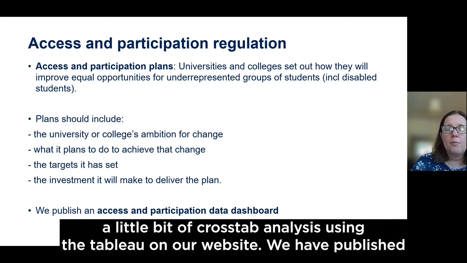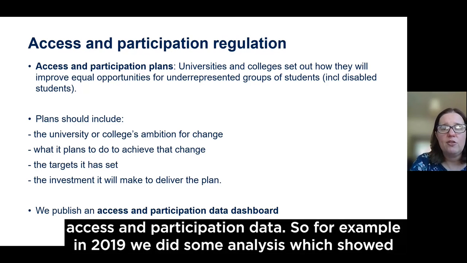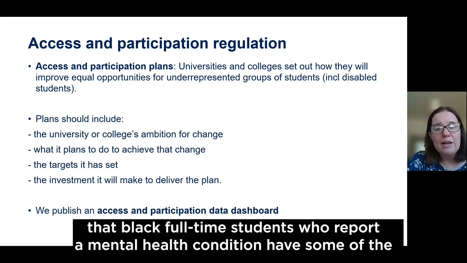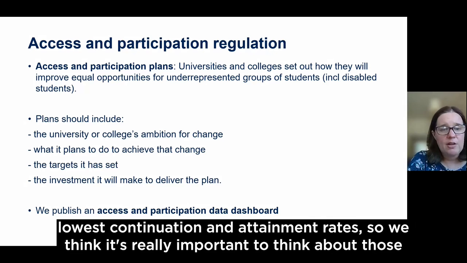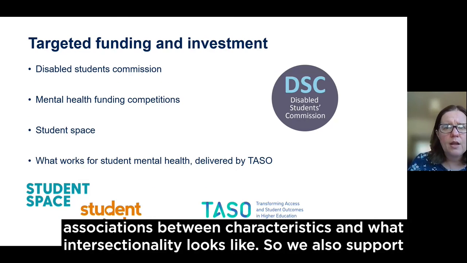And you can do a little bit of cross-tab analysis using the Tableau on our website. We have published analysis that looks at how intersectionality affects outcomes for students, taken from our access and participation data. So for example, in 2019, we did some analysis which showed that Black full-time students who report a mental health condition have some of the lowest continuation and attainment rates. So we think it's really important to think about those associations between characteristics and what intersectionality looks like.